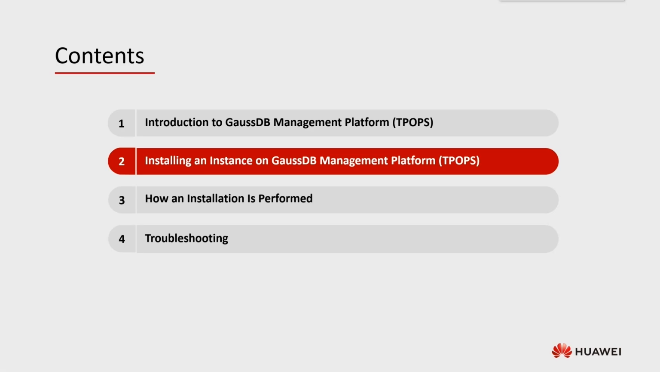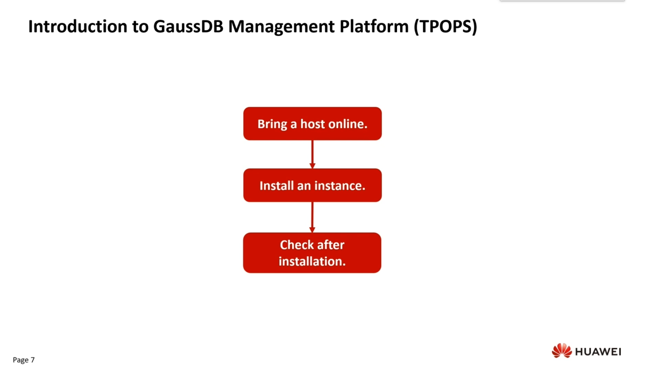The second part is about how to install an instance on GaussDB management platform. Instance installation consists of 3 steps. The first step is bringing a host online. This means you need to record the information about the node, also called host, where the instance is to be installed to the management platform. Then, the system automatically checks and configures the environment of the node and displays the items that do not meet the requirements. After all node information is recorded, install the instance. During this process, the management platform installs and deploys GaussDB.